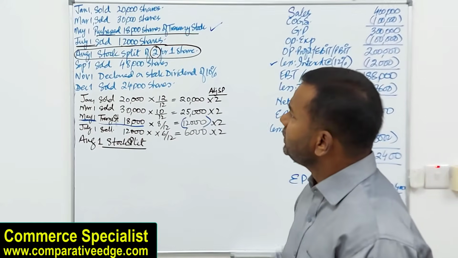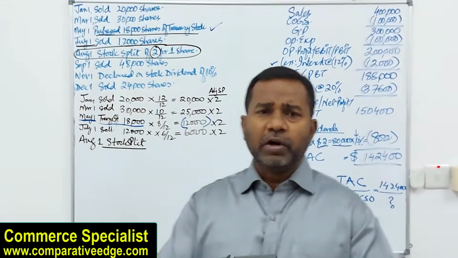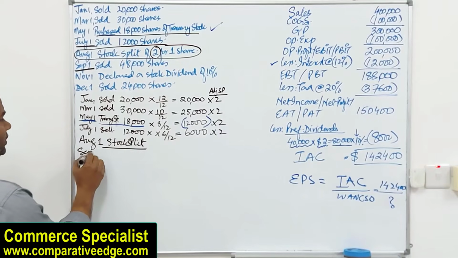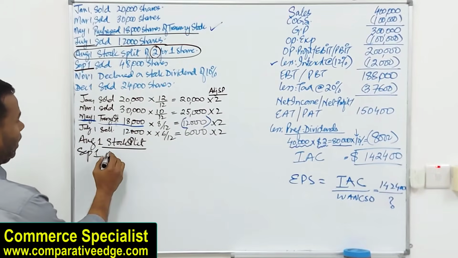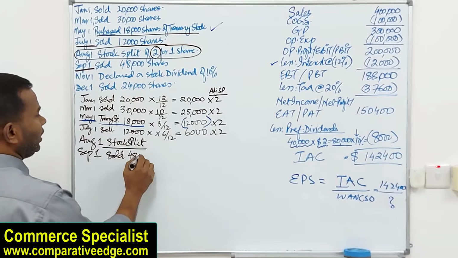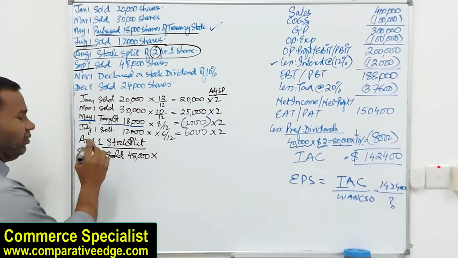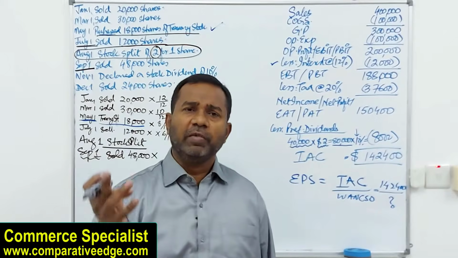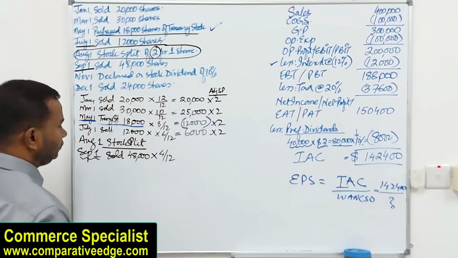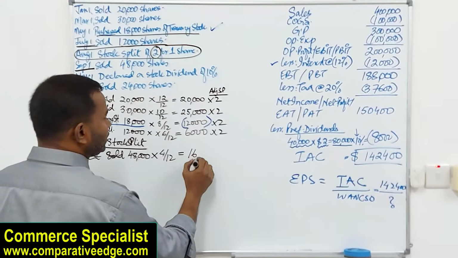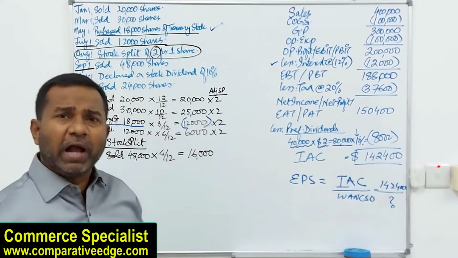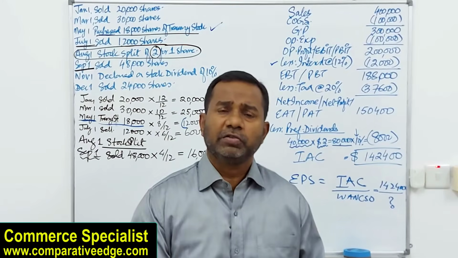After the stock split, we are selling 48,000 shares. If you are selling 48,000 shares, what's the date? It's on September 1st. So on September 1st, we sold shares, 48,000 shares. Obviously, we are selling in September, so from September to December, September, October, November, December, that's 4 months. It should be 4 upon 12. So this should be equal to 16,000 shares. And these will not be multiplied by 2. Why? Because these shares are after the stock split, so they are the new shares.